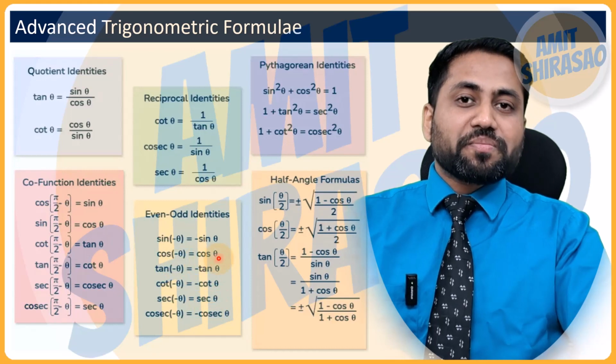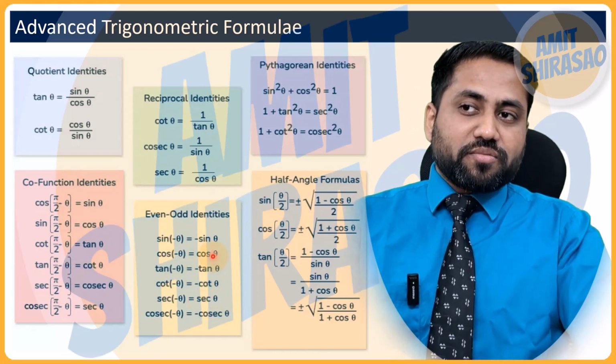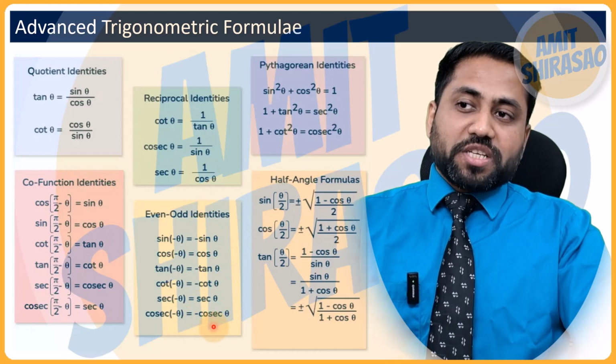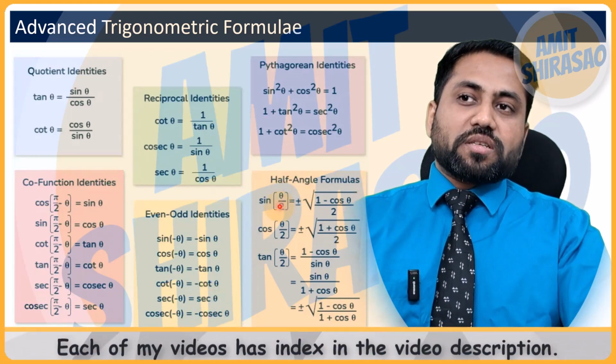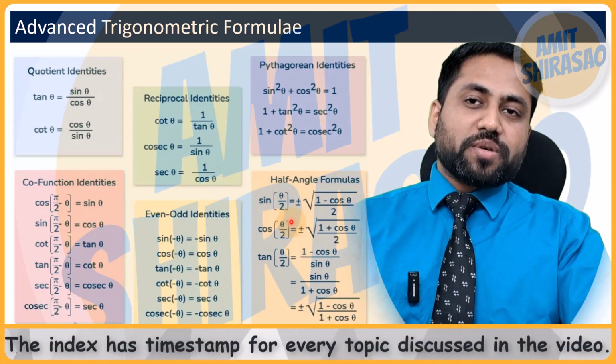Sec is the reciprocal of cos. So it doesn't affect both of them, and it affects everybody else. Okay, even cosec is getting affected. Then half angle formulas. So when you do theta by 2, then what will happen?